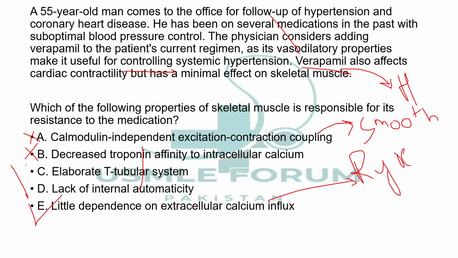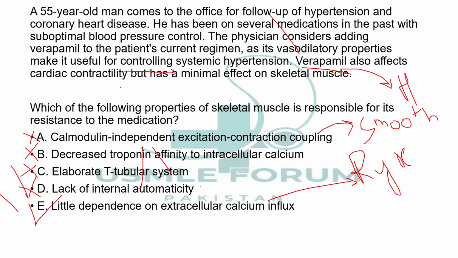The T tubules are not the reason because verapamil does not work on the T tubular system. It works on the extracellular system, calcium influx. It blocks the calcium channel, which brings in the calcium from the outside. So, of course, any entity that is resistant to its effect would only be that entity which is not dependent on extracellular calcium. And the lack of internal automaticity is irrelevant because, again, verapamil does not affect it.